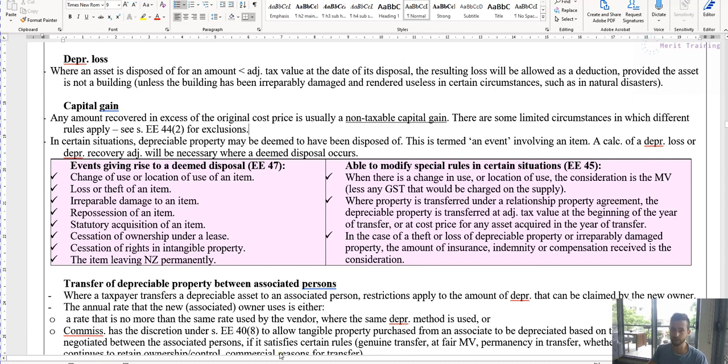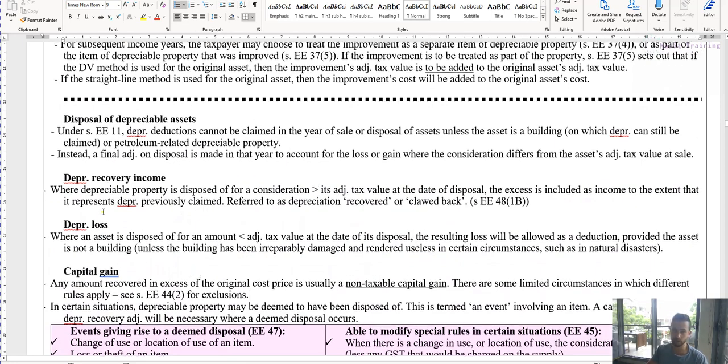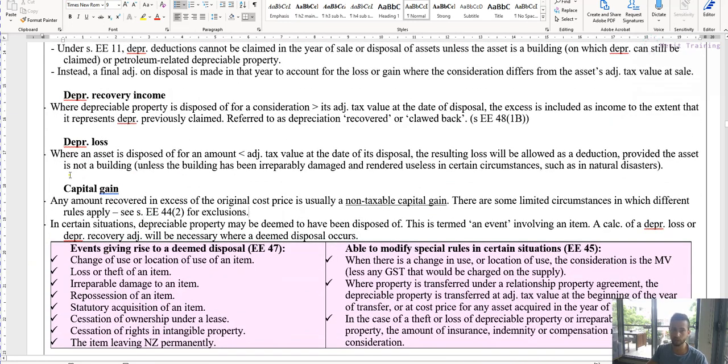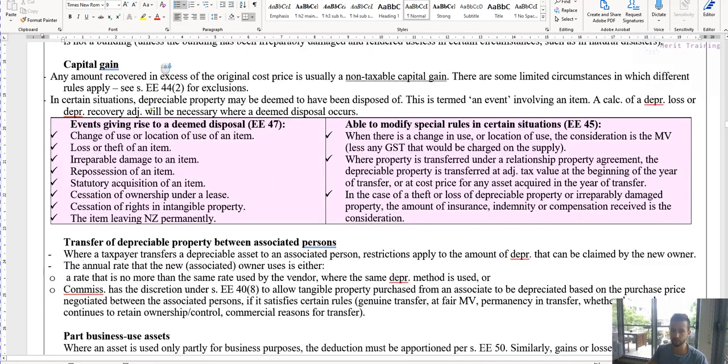So these are all basically the situations at which point in time, per the Tax Act, you will have to calculate what your depreciation recovery income is, what your depreciation loss is, and/or what your capital gain is for that item because of this deemed disposal, even if you haven't necessarily received cash for it.